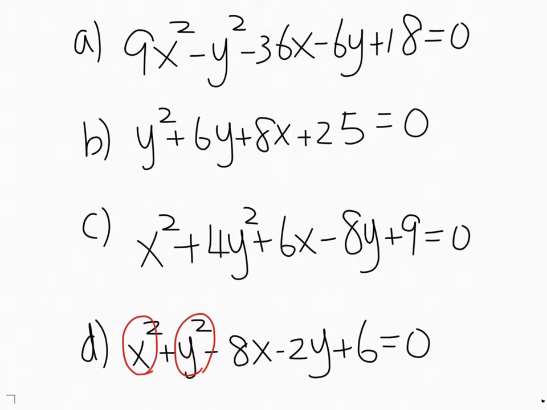Next, take a look at the coefficients. The coefficient for the quadratic terms is 1 and 1. This gives us a coefficient ratio of 1 to 1. Only when you have this kind of relationship will it tell you this is going to be a circle. So D would represent a circle equation.